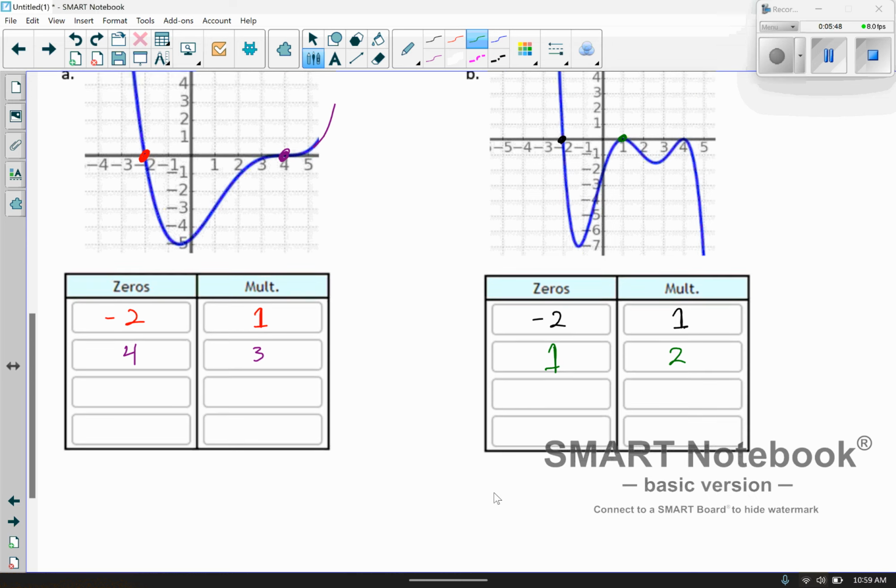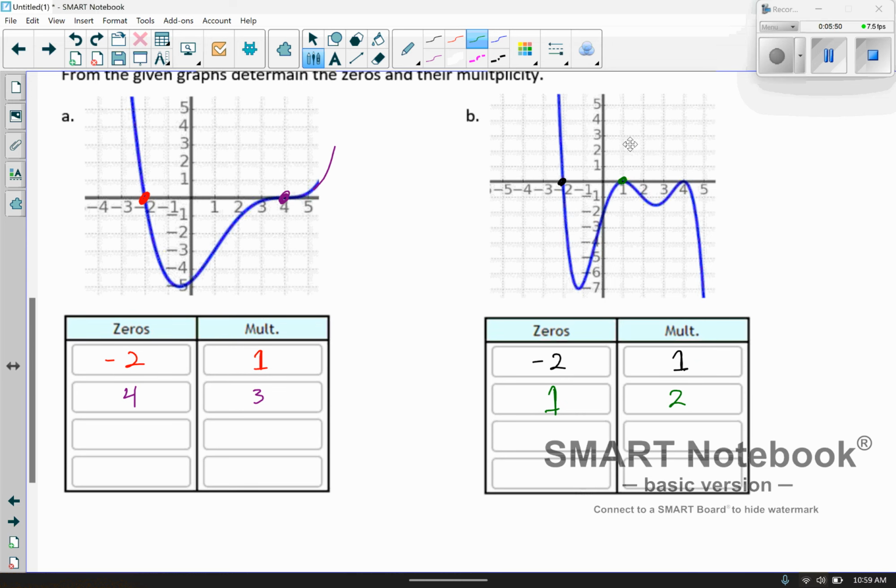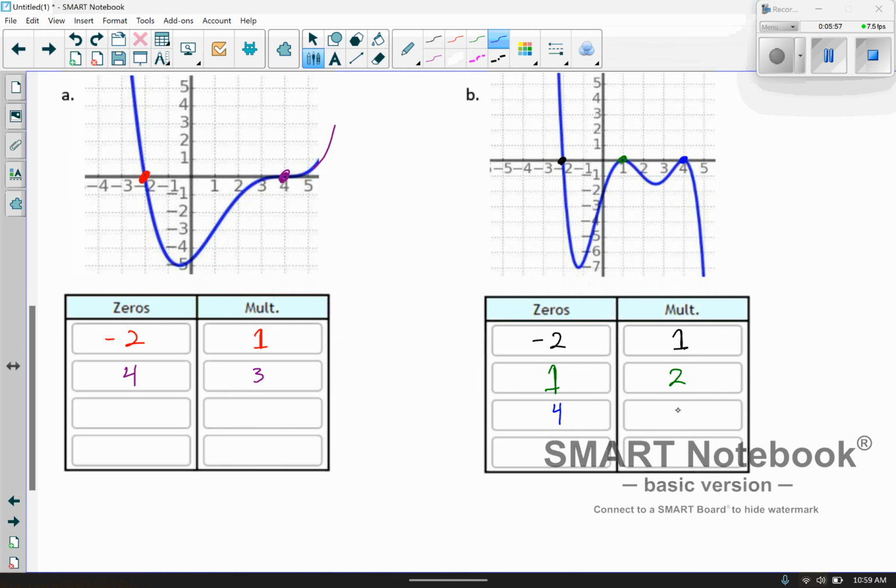And then the last one, it does the same thing. It's going to come and bounce off right there at 4. We're going to bounce off at 4. So once again, that's going to have a multiplicity of 2.